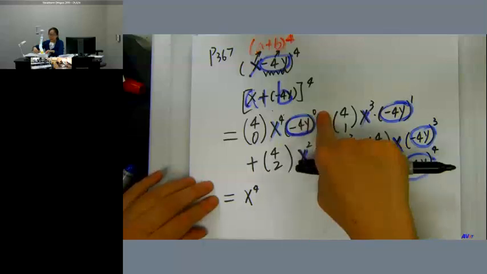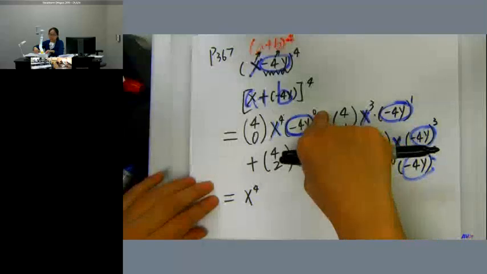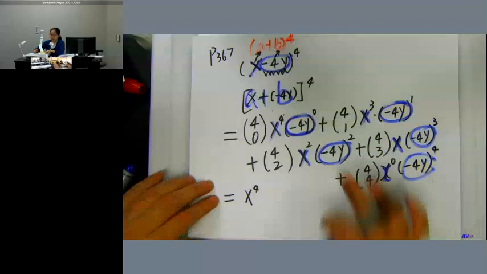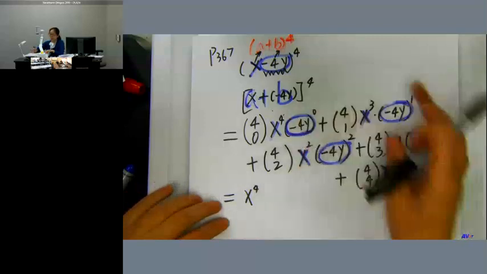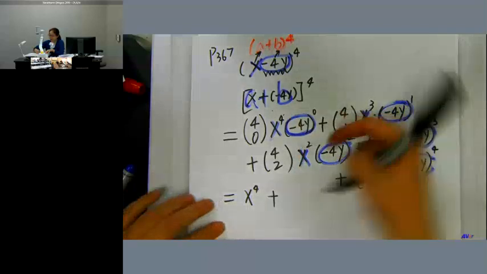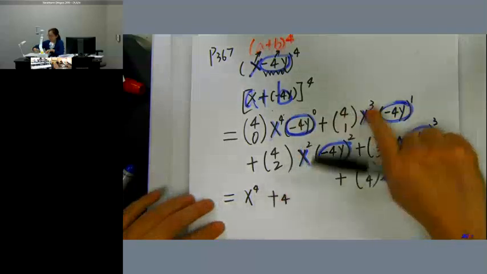Anything raised to 0 is equal to 1. Yes, that's right. So remember that. It's going to be 1. So you don't have to put it there anymore because anything times 1 will be the same. 4 choose 1 will be 4. X third will be x third.